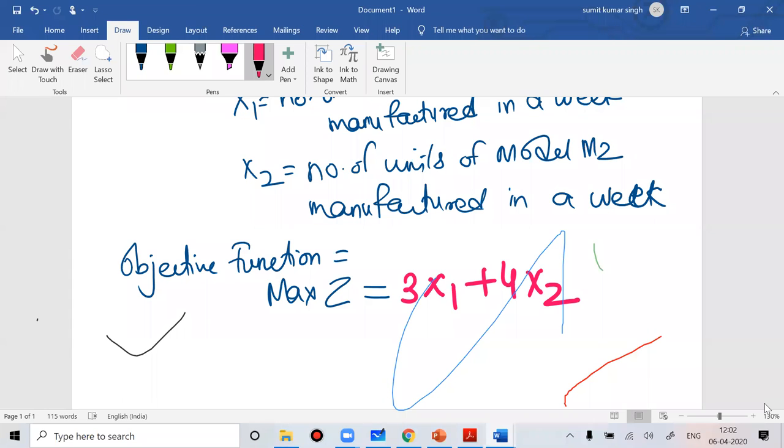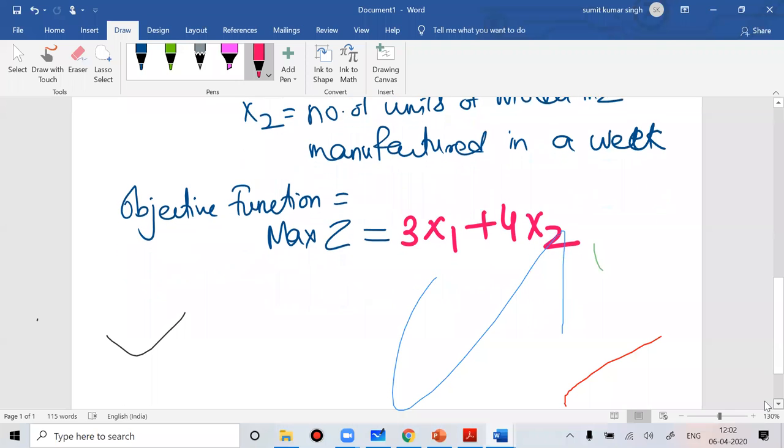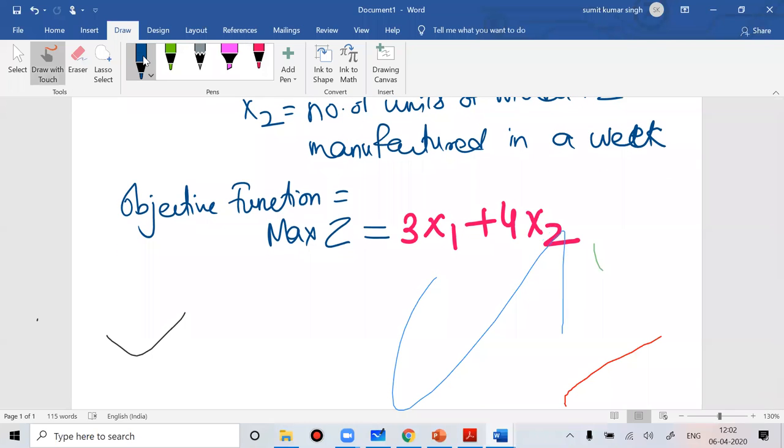You want to maximize this. If you make one unit of M1, you'll get 3 rupees profit. If you make one unit of M2, you'll get 4 rupees profit. So if you manufacture X1 units of M1 and X2 units of M2, the maximum profit you can get is 3X1 plus 4X2. Once you write your objective function, then after this you'll write the subject to constraints.